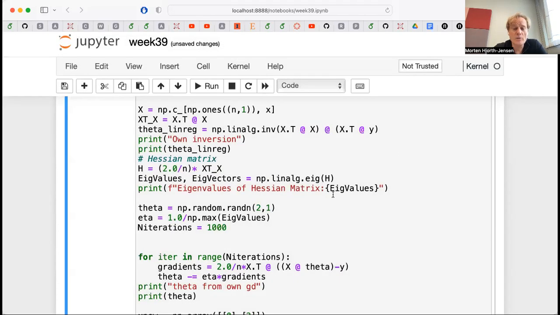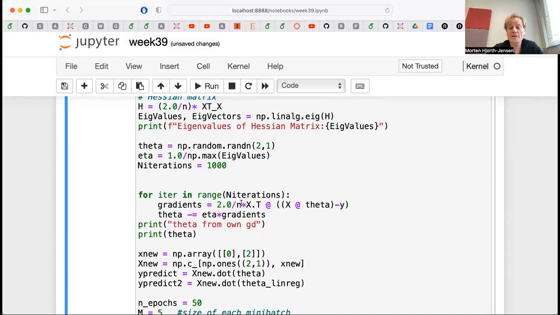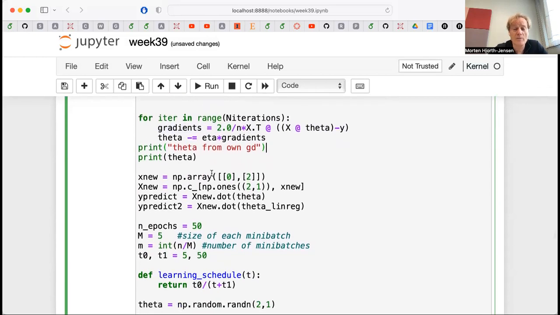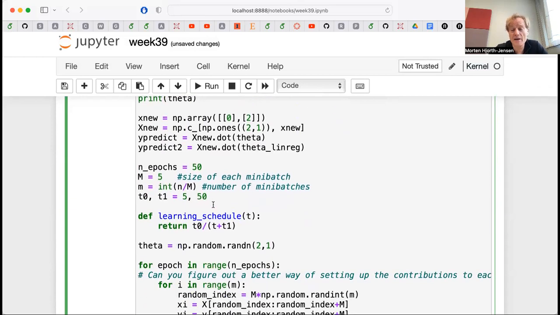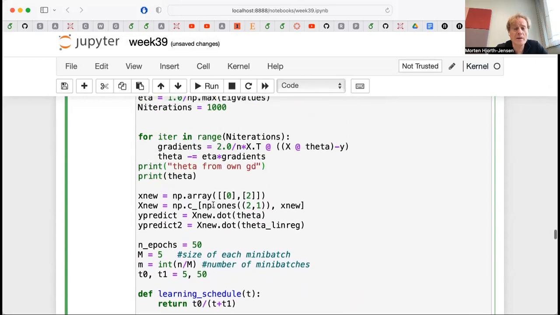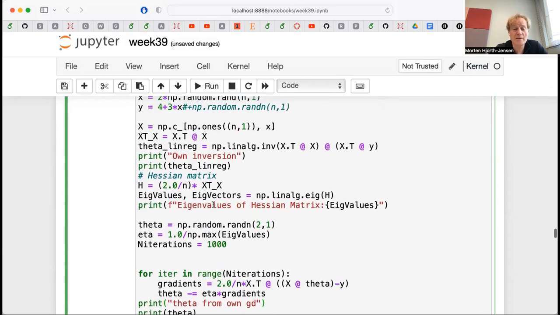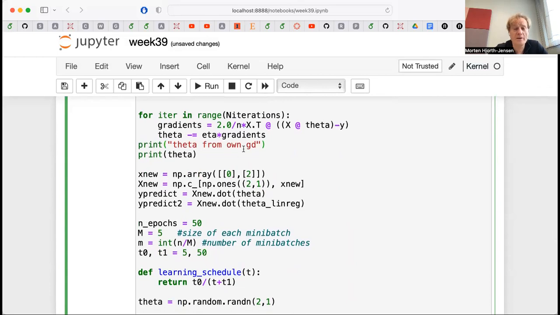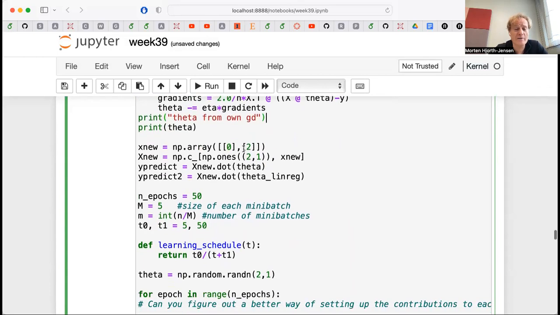And then what we have is my standard gradient descent, where I now run over all my data. This is seen here, so there is no approximation made. Then I print the theta or the beta values from my own approach. And then I make a prediction just to see that I get the same as I would get with the standard, if I were to call, let's say, scikit-learn. But in general, we know that this functions correctly.